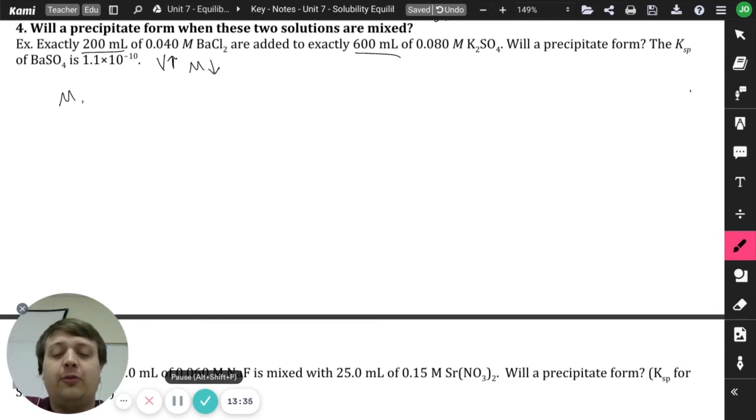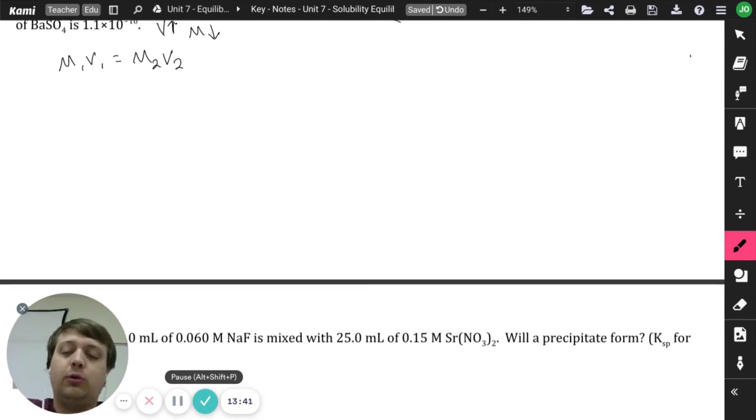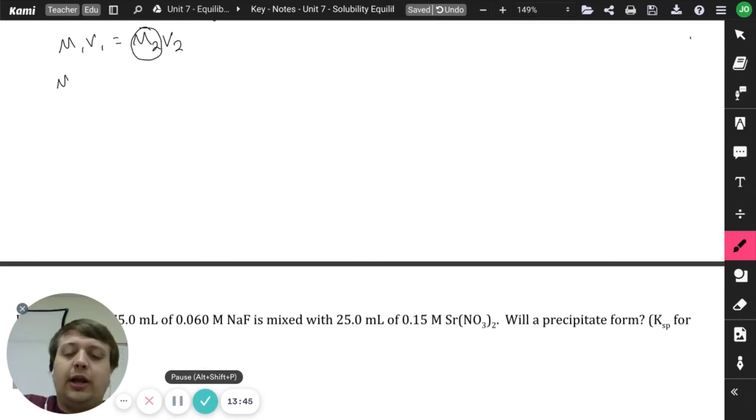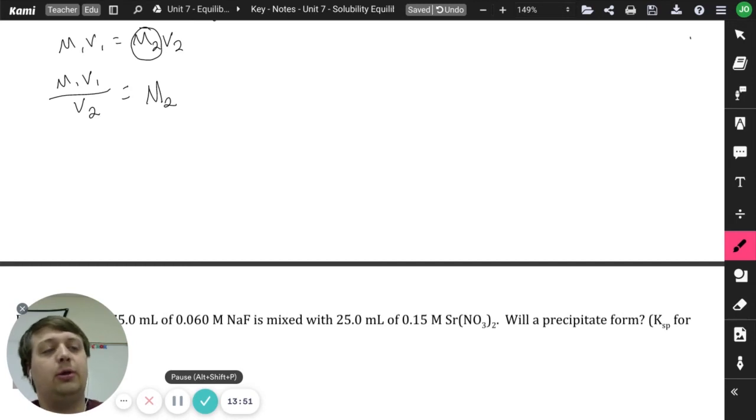So remember, for dilutions, it's M1V1 equals M2V2, which when we rearrange this equation, we're solving for M2. So we're going to get M1V1 over V2 equals that new concentration that we're going to be working with. All right.